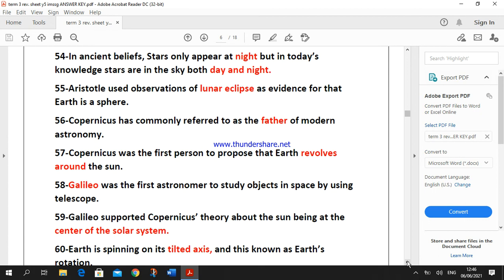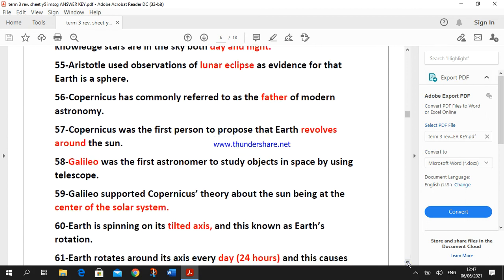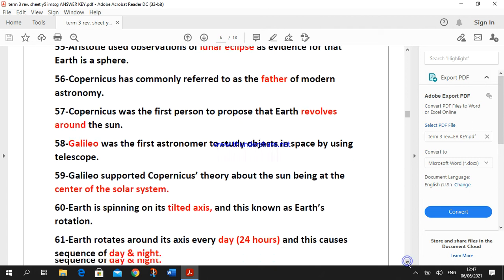57, Copernicus was the first person to propose that Earth revolves around the sun. Okay, not vice versa. 58, Galileo was the first astronomer to study objects in space by using a telescope. Okay? 59, Galileo supported Copernicus' theory about the sun being at the center of the solar system.